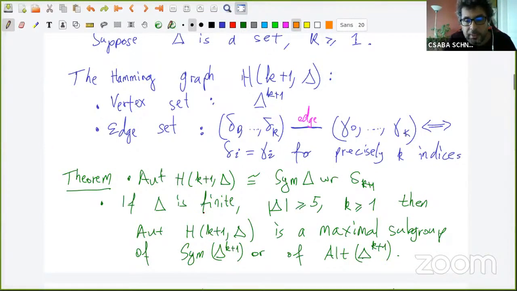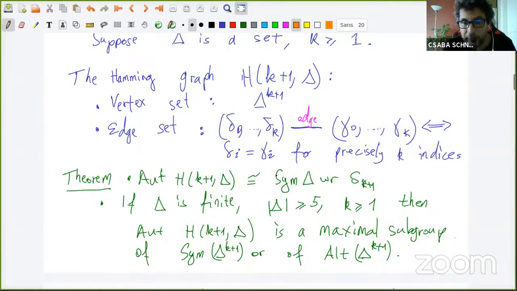This graph, and this group, is particularly interesting whenever Delta is finite, because when Delta is finite and has cardinality at least 5, and the number k is at least 1, then the automorphism group of this Hamming graph is in fact a maximal subgroup. This automorphism group is going to be a maximal subgroup of the symmetric group, or possibly the alternating group. So even if you take symmetric groups here, the wreath product can be a subgroup of the alternating group.